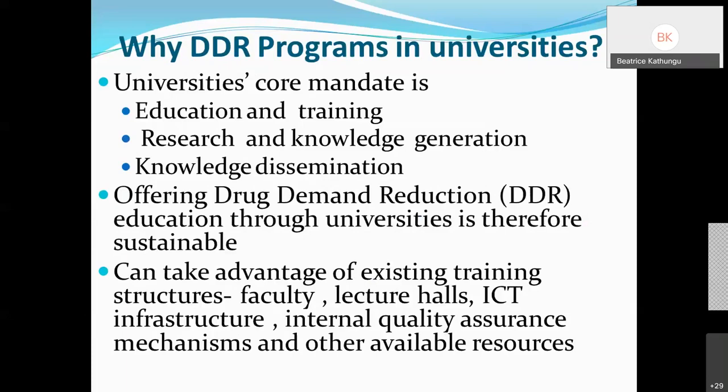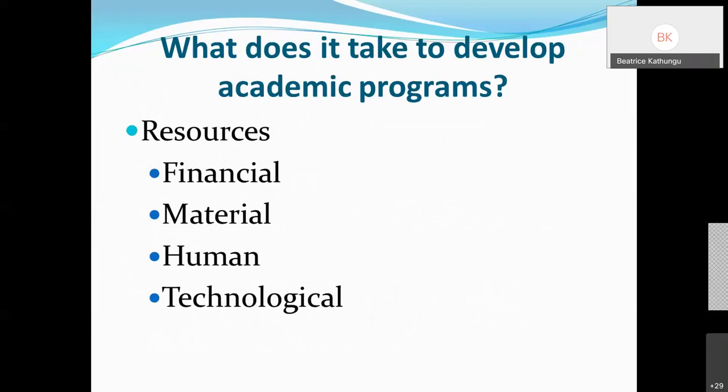Secondly, you already have an infrastructure in place for training and education. That's the infrastructure you use for many other courses and programs. You have got the faculty, you have got some lecture hall facilities, you have got some ICT infrastructure. Like Morekwa said, you already have quality assurance mechanisms. Like when she was talking about the BQA, there are already in place guidelines on how to develop curriculum. In many of our countries, even in Kenya, we have got the Commission for University Education that gives you elaborate guidelines on how to develop curriculum. So as universities, there is what we can take advantage of that we need to think about.